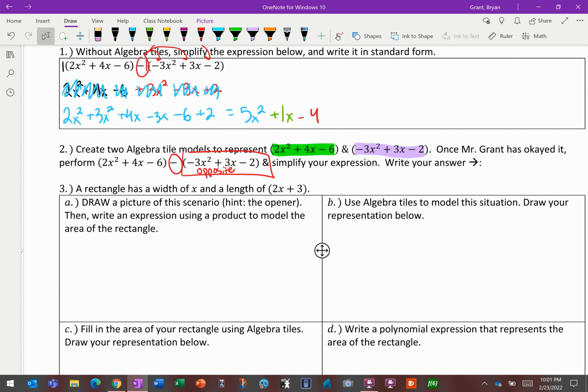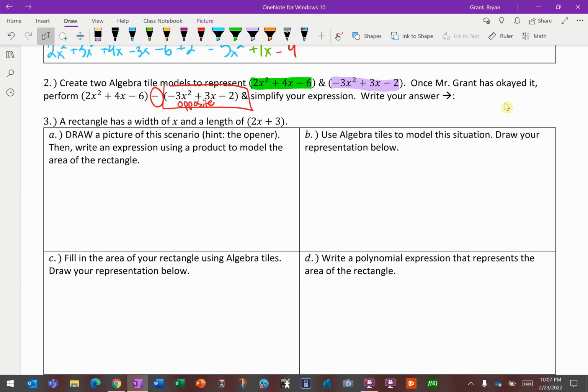So let's go ahead. Problem 3 gives us a rectangle that has a width of x and a length of 2x plus 3. And I think it really illustrates why I mentioned that I don't like using width and length earlier on. Does width mean this way? Does it mean this way? Which way does length mean?